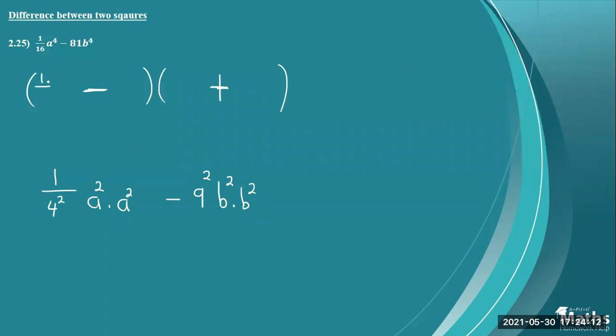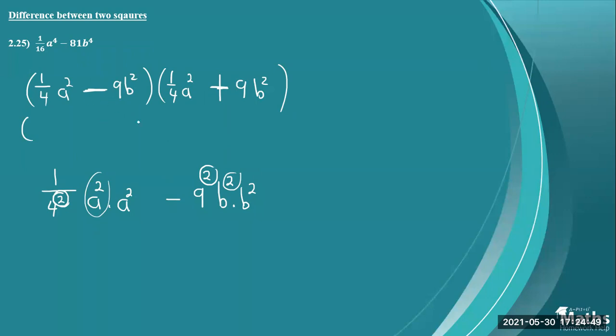So it's 1 over 4 because we only take one of these squares. And a4 then will only be a squared. So 1 goes into the one bracket, 1 goes into the other bracket. 81, so one of the 9s will go in here, 1 will go in there. One of the b squares in here, one of the b squares will go in here. So I decided to write the minus first and then the plus.